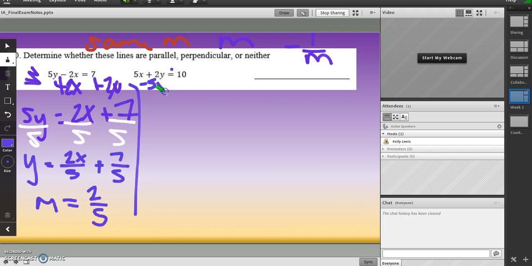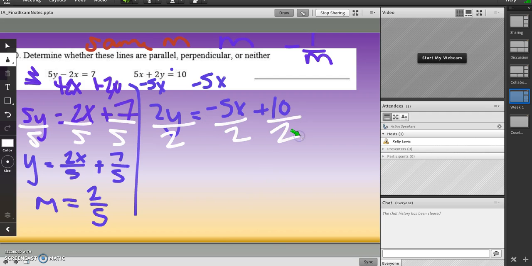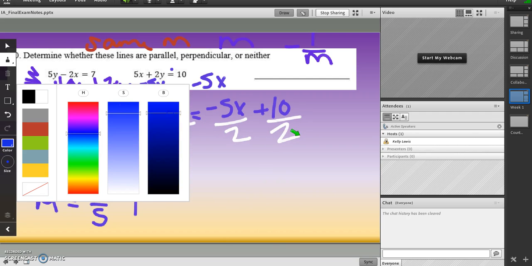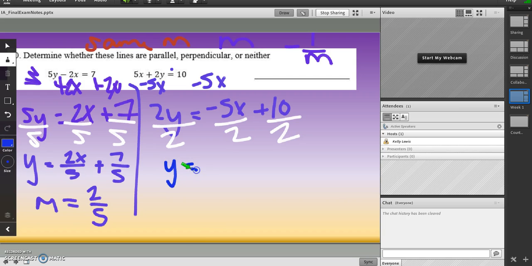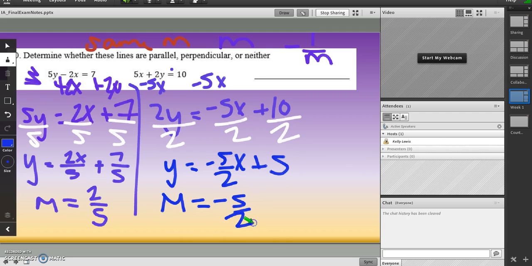Right, so now, this guy, I'm going to subtract 5x. I want the y by itself. Negative 5x plus 10. And then I'm going to divide by 2. And I get y equals negative 5 over 2 x plus 10 over 2, which is 5. So the slope, that's the number touching x, is negative 5 over 2. And so 5 over 2 and 2 over 5, those are reciprocals, and they're opposite. One's positive and one's negative. So these guys are perpendicular.